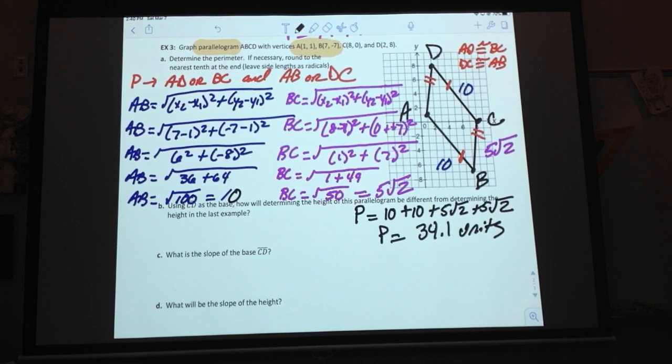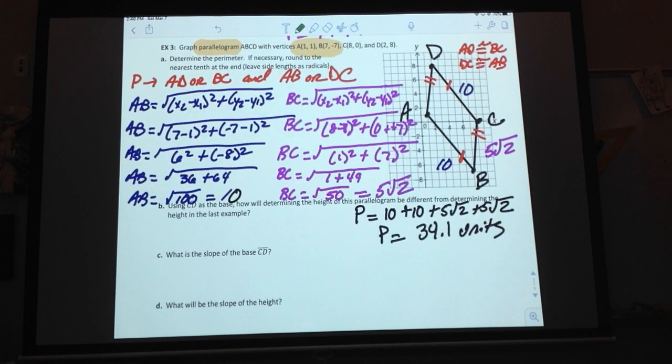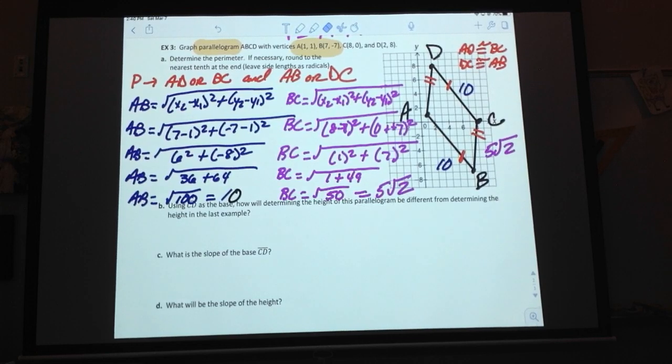Now, it says CD as the base. How will determining the height of this parallelogram be different from determining the height in the last example? Well, let me change color so you can see when I write. Now, you've got the perimeter down, so I'm going to erase this real quick to give myself room to write, because I think I'm going to end up getting into this area.